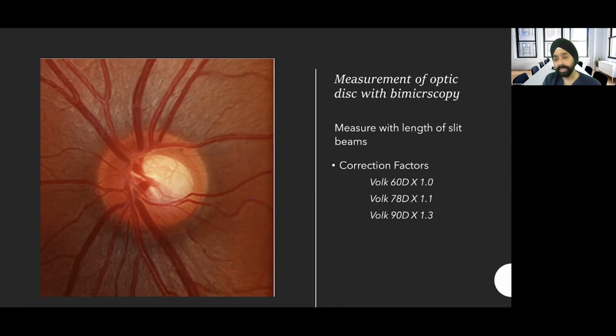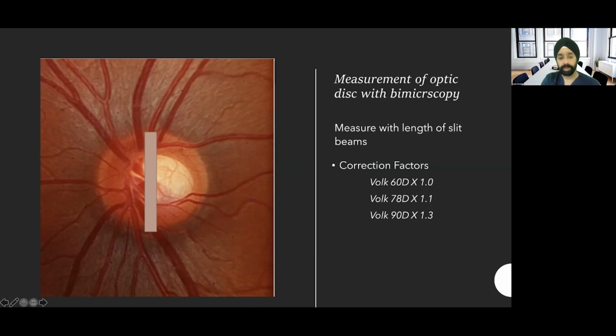And the reason I use a 90 is because I can get through smaller pupils. I look at the nerves in every glaucoma patient I see, every follow-up, looking for, we'll show you, disc hemorrhages, some obvious changes, but I do a yearly dilated exam to really document the optic nerve as well. But make sure you understand how to correct it depending on the size lens you use.